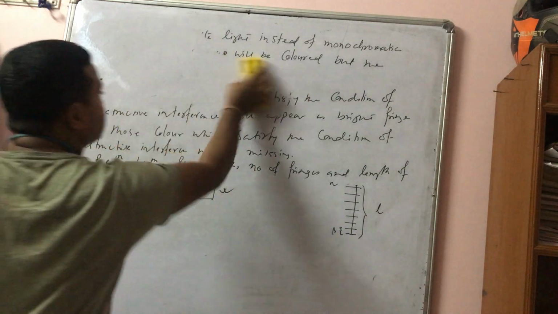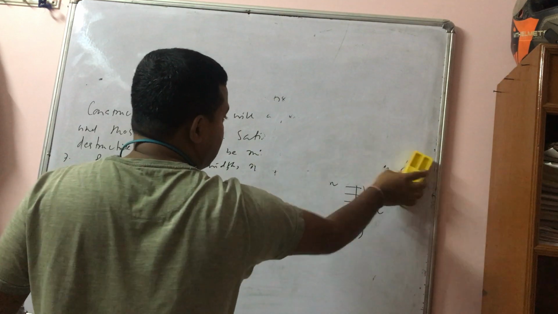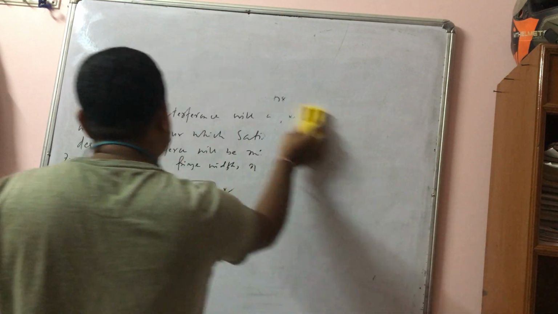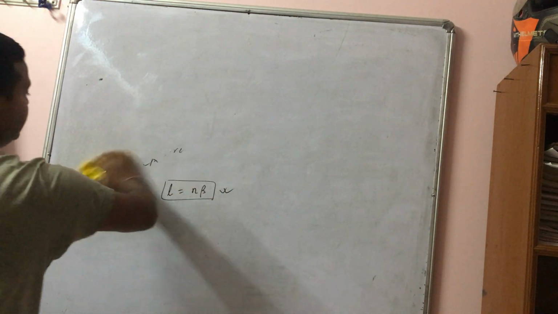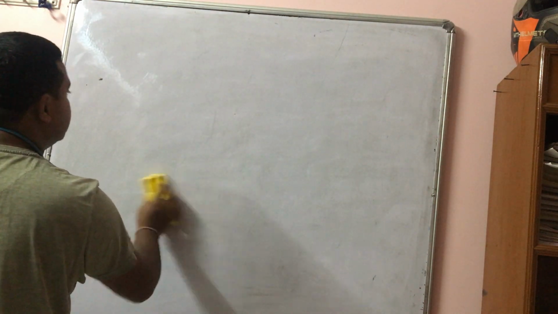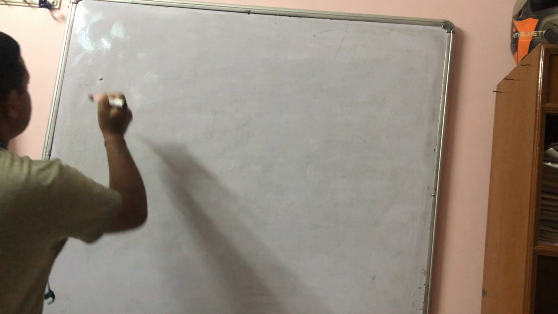So today I have discussed the positions of nth bright and dark fringe. Then I have derived the expression for fringe width. So now let me give you one question.